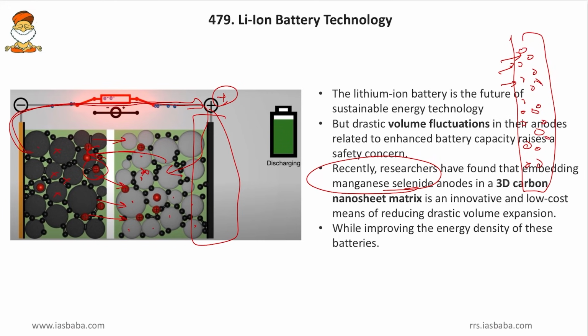So even if they increase or decrease in volume, that will not be of much difference for the battery, and moreover they are stored under these carbon nanotubes. So whenever they increase or decrease in volume, the carbon nanotubes act as a protective cover. They can increase, but they cannot expand over and above this carbon nanotube cover. So this is how lithium ion batteries are made further efficient via use of carbon nanosheets and manganese selenide nanoparticles. So this is all about the lithium ion battery. I hope you have understood.